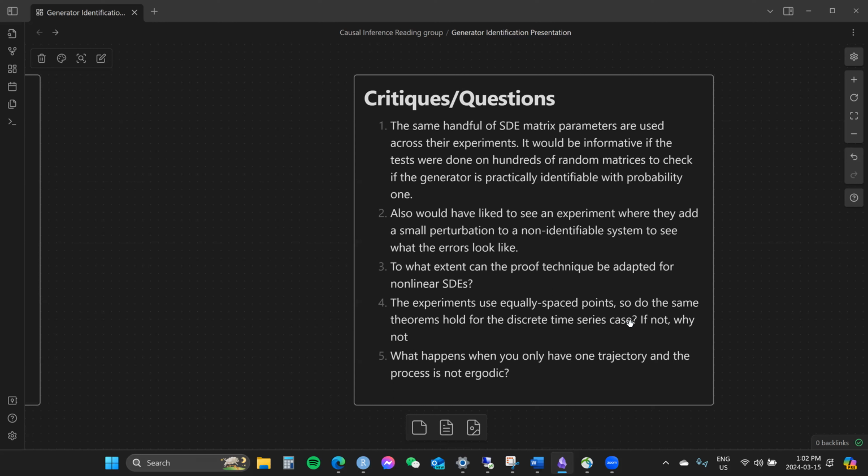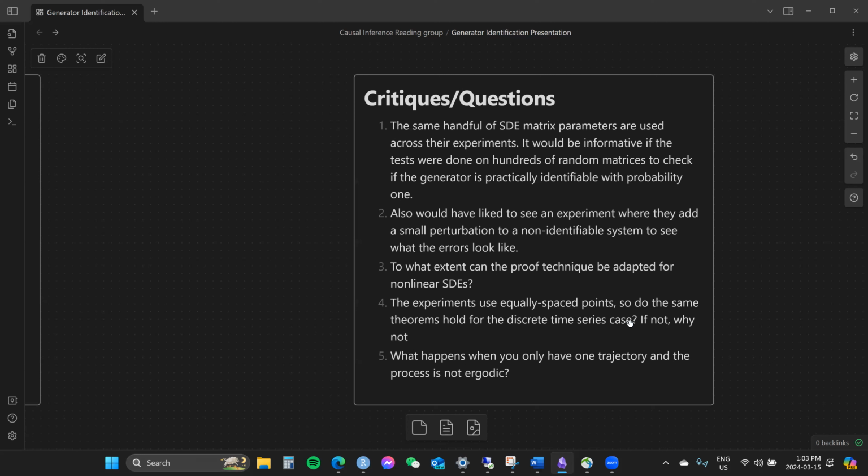I'd also like to see experiments where they add a small perturbation to a non-identifiable system to see if the errors nicely converge and start low. It could be like the faithfulness case, where you have probability 1 that the graph is faithful, but you're always very close to something that's not faithful, right? So that could maybe screw up the estimation somehow.